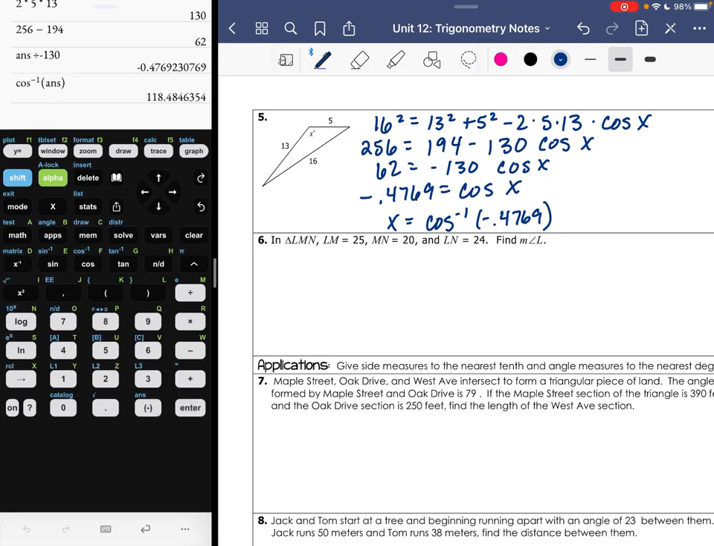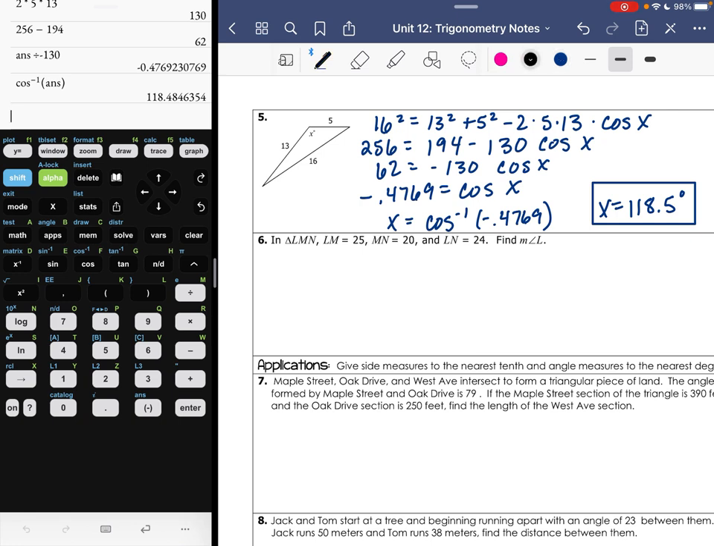And so you get that x equals 118.5 degrees. So that's how you would do that one. Again, it's not that it's difficult. It's just a couple of more steps than finding the missing side.